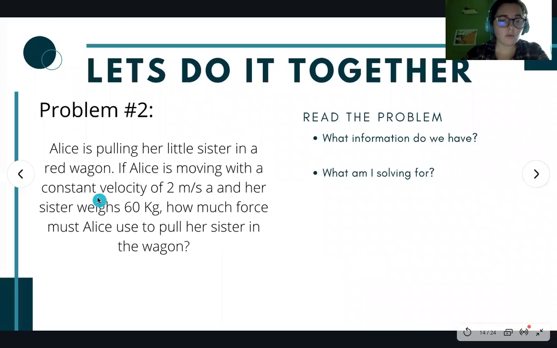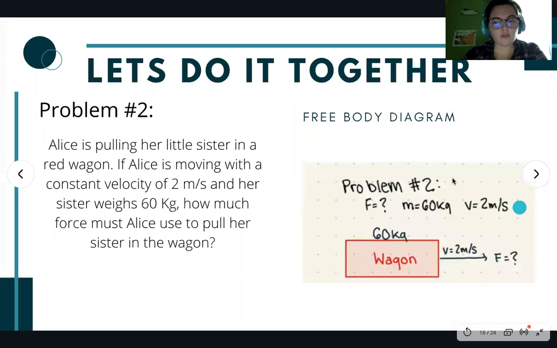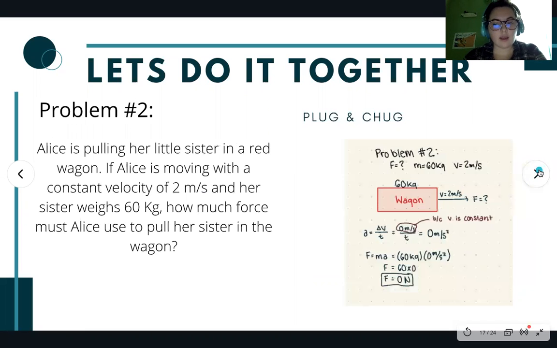So in this one, we have a constant velocity, that's 2 meters per second. So I guess I would just get the size, but we have a constant velocity of 2 meters per second, which weighs 60 kilograms, and we're trying to find the force. So how we draw a free body diagram, and then now we're going to do some calculations.